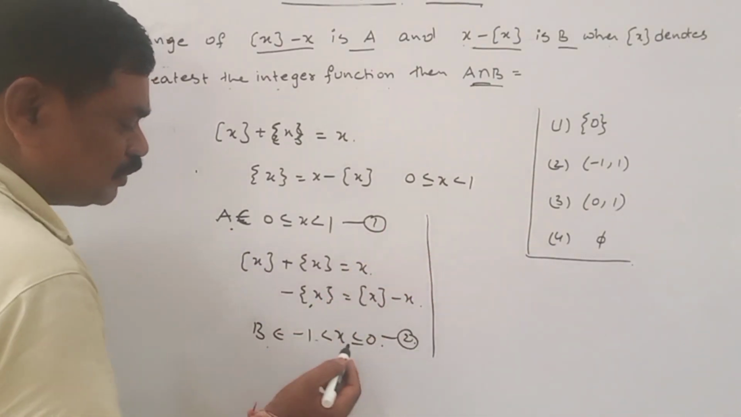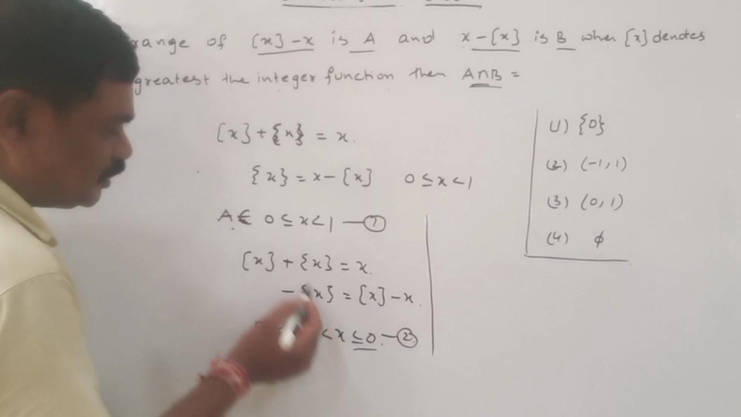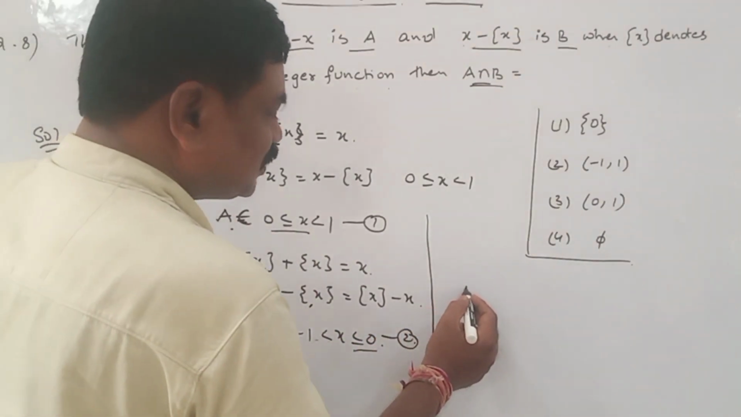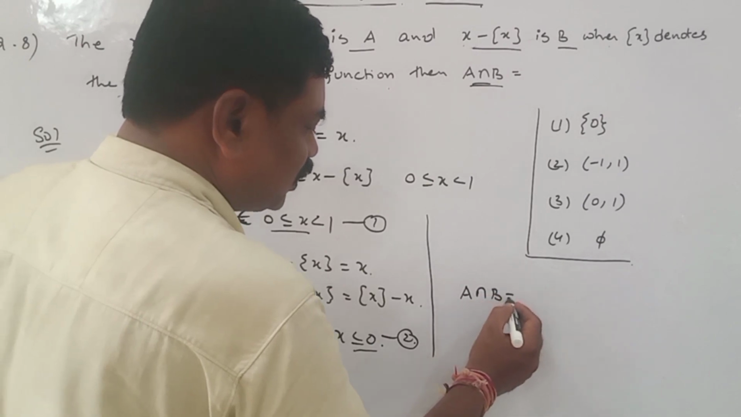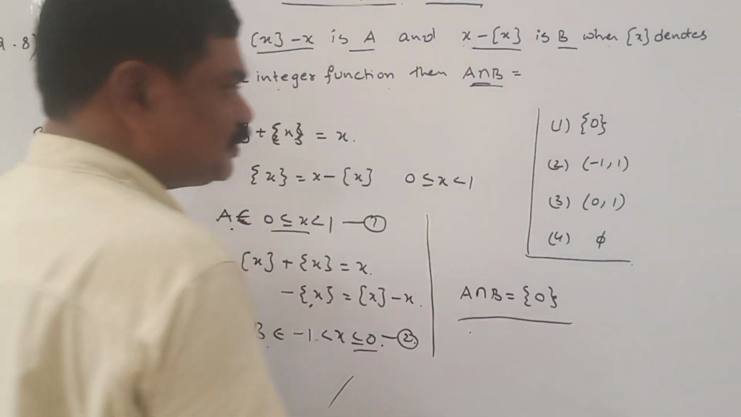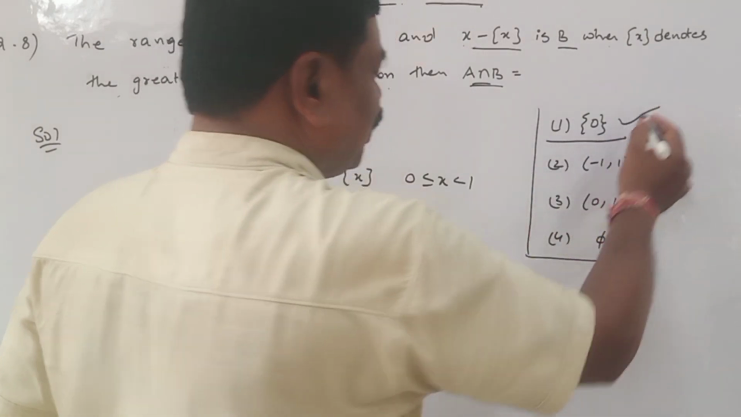From these two, you observe here 0 is the common value. So A intersection B is equal to what? This is the set {0}. So we have option 1 as the answer.